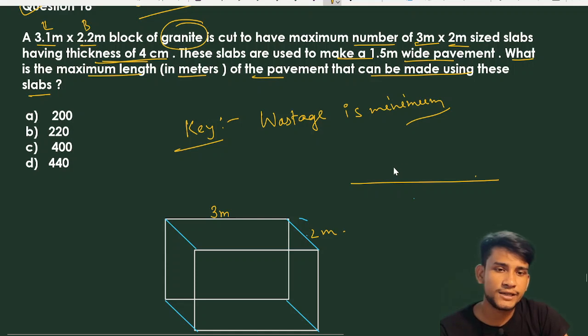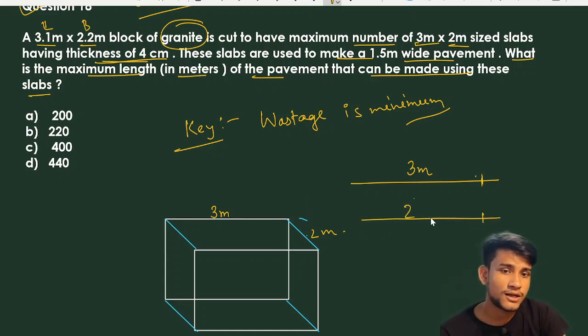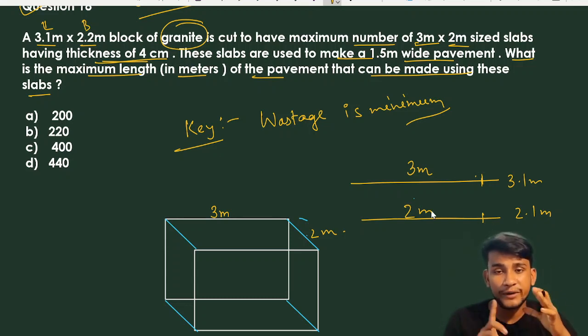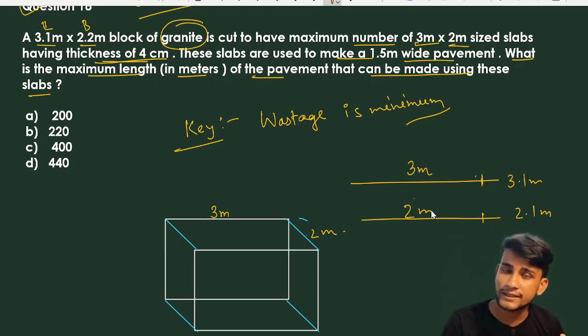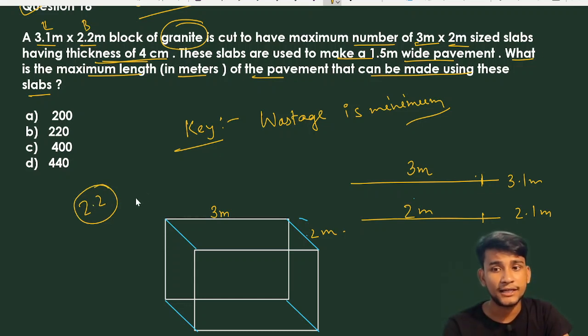So if we take 3 from 3.1, cut 3.1 to 3 meter and cut 2 meter from 2.1 meter. Okay, so this is suppose total 3.1 meter, this is suppose total 2.1 meter of the granite. So we cut the big granite into the slab, taking 3 meter from the 3.1 meter side and 2 meter from the 2.1 meter side. Okay, and the remaining 2.2 is suppose the height.